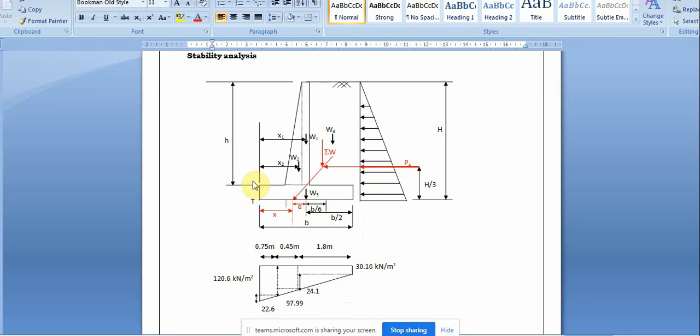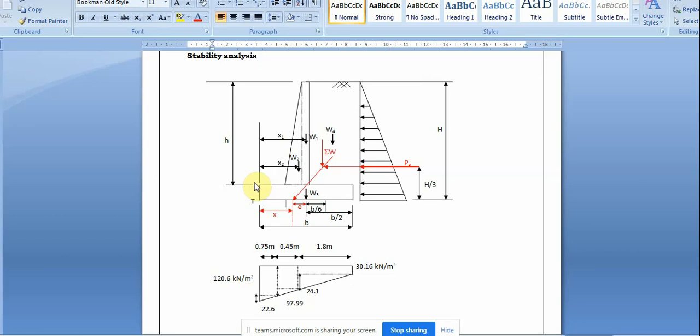structure should be safe against overturning, that is Mr divided by Mo. Mo is the overturning moment, which is due to the horizontal pressure. Mr is the resisting moment, which we found due to the vertical force acting downwards. So Mr divided by Mo should be greater than 1.55. That is the one safe against overturning.